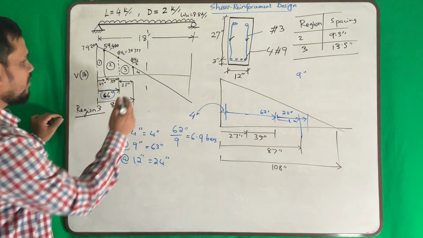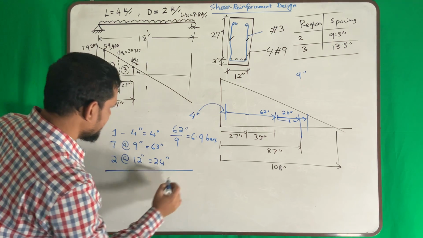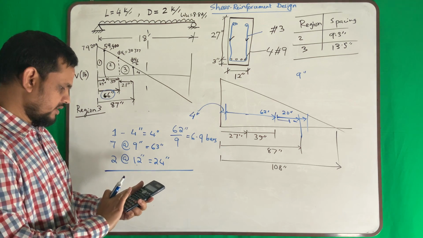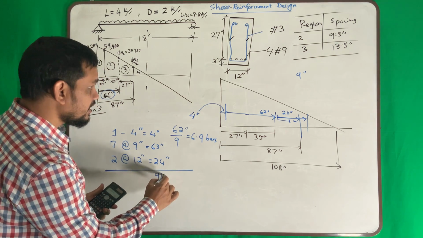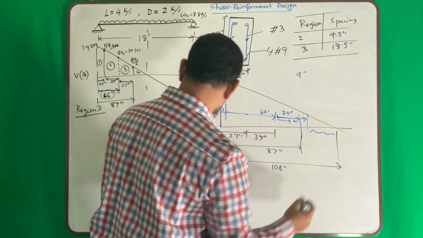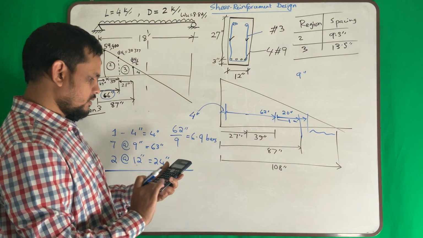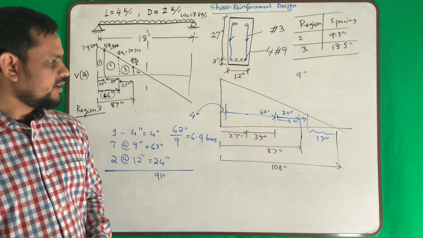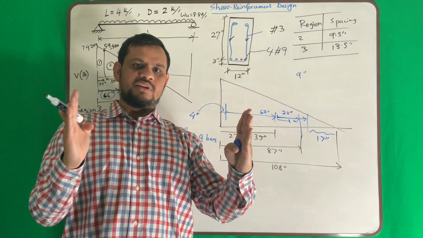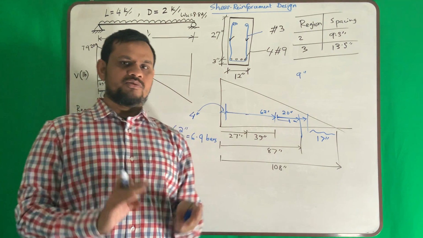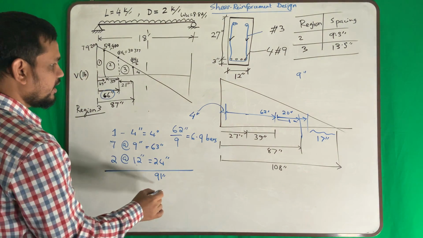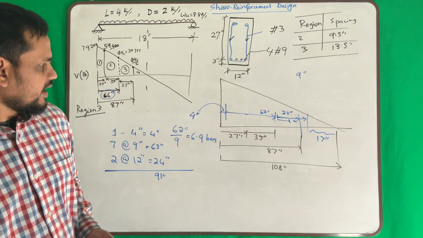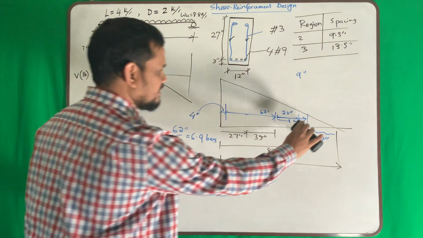Region number 4, how much left? That means you are covering how much? 24 plus 37, 91. How much left here? Left here is 17 inch. This 17 inch you do not need any reinforcement, because 17 inch is only roughly this. So you do not need to provide any reinforcement. So now what to do? You have to sketch this, or I can sketch even here.